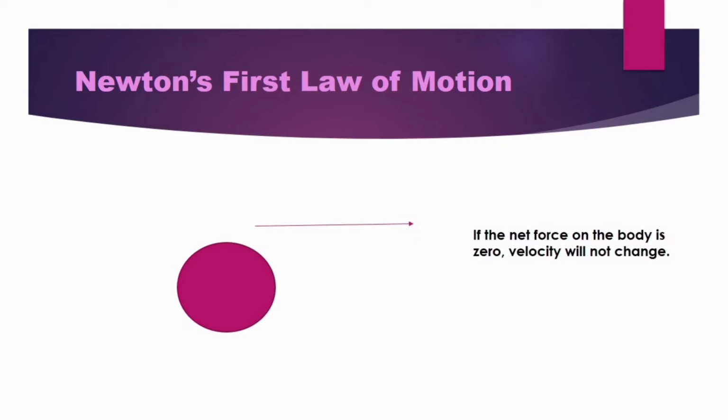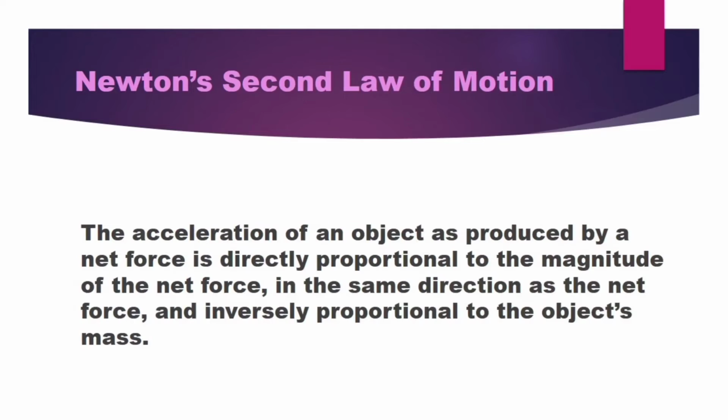Let's say an object is moving with constant velocity and let's assume there is no gravitational interaction. If the net force on the body is 0, the velocity will not change. How does net force affect the constant velocity? Let's learn that in Newton's second law of motion.